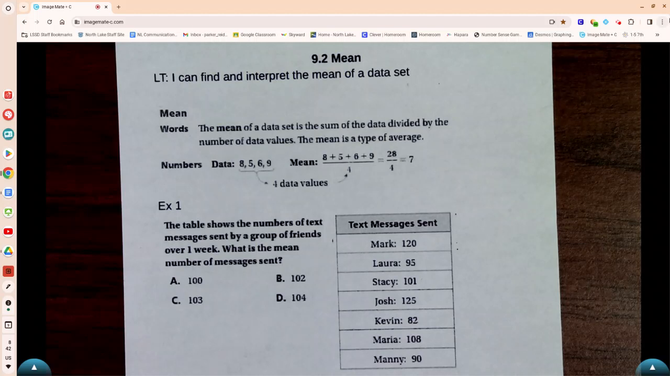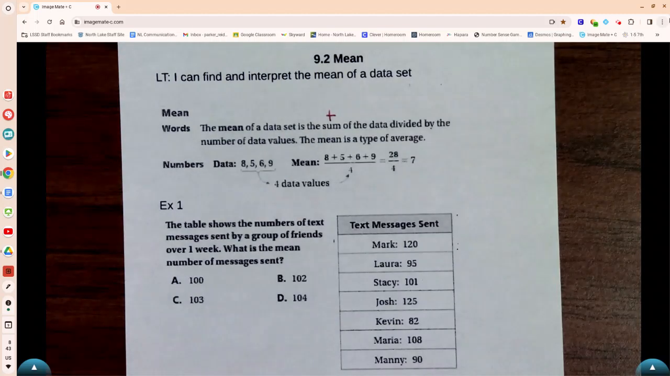The mean of a data set is the sum of the data, so adding it all up, divided by the number of data values. So adding all of your values and dividing by the number of values that there are. The mean is a type of average. So whenever you hear someone say like the average amount of rain in the month of April or things like that, when they say the average, this is one calculation you can do to get the average.